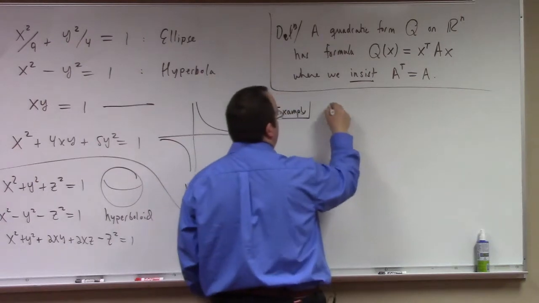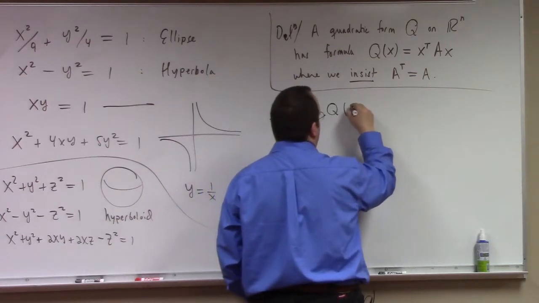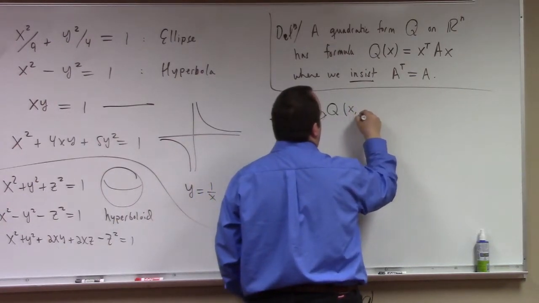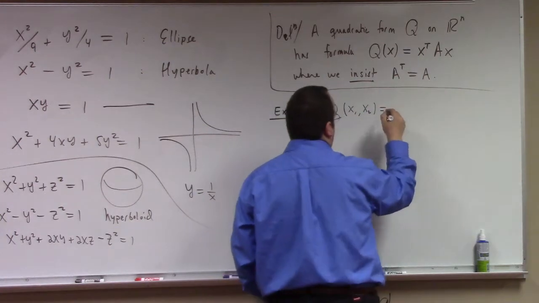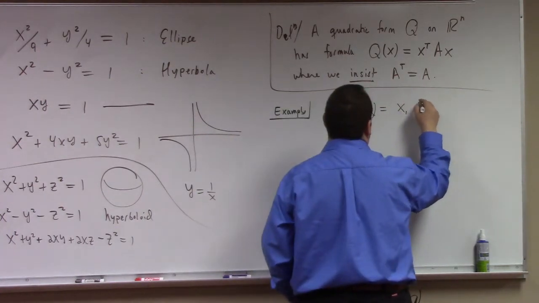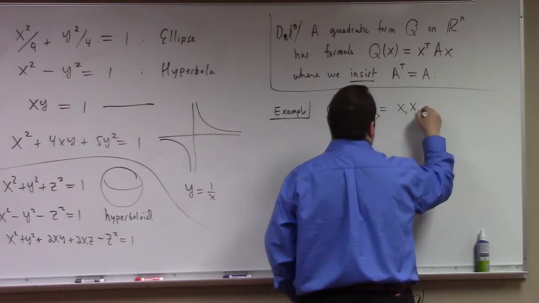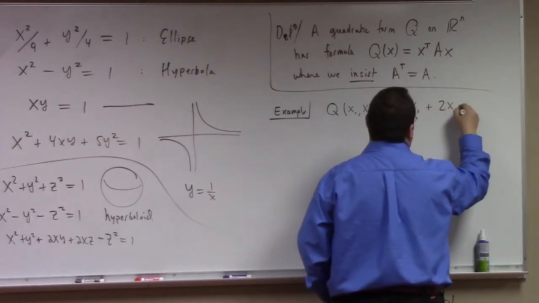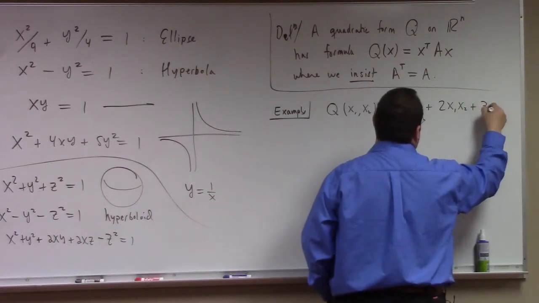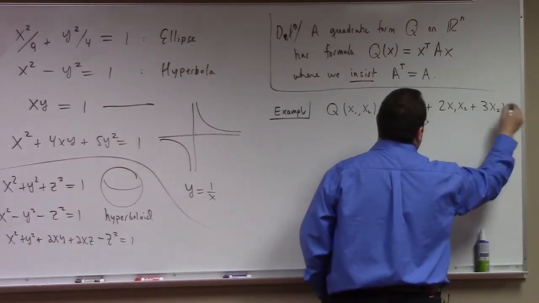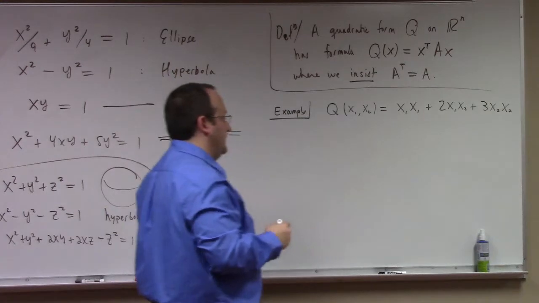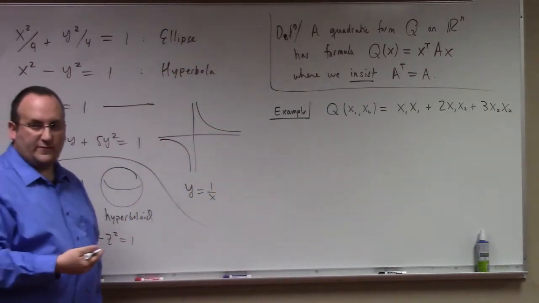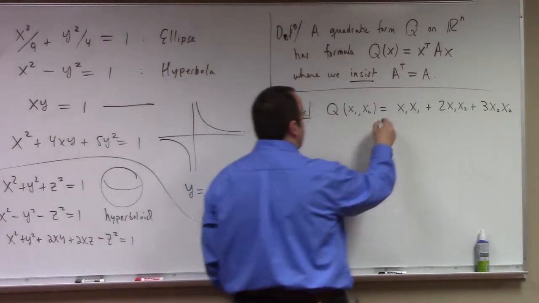If we had, let's say, Q of x1, x2 equal to x1 squared plus 2 x1 x2 plus 3 x2 squared. That formula is actually an example of a quadratic form. Let me show you how we rewrite that.